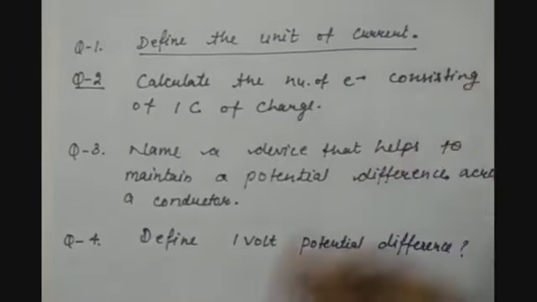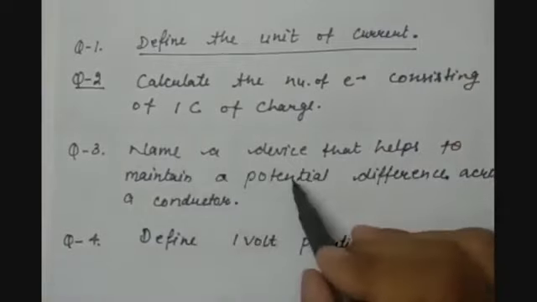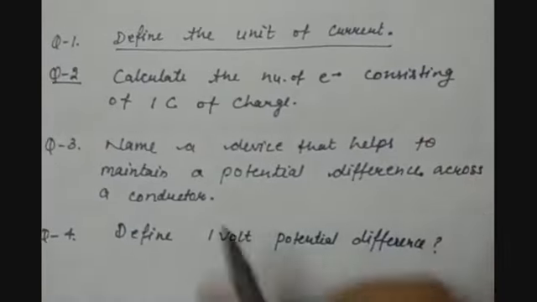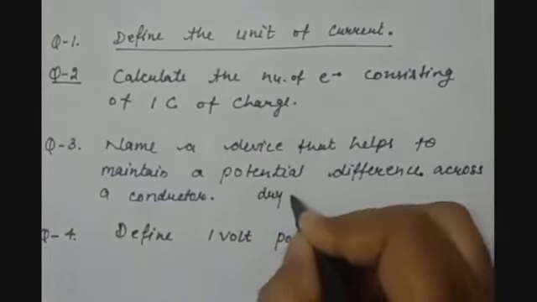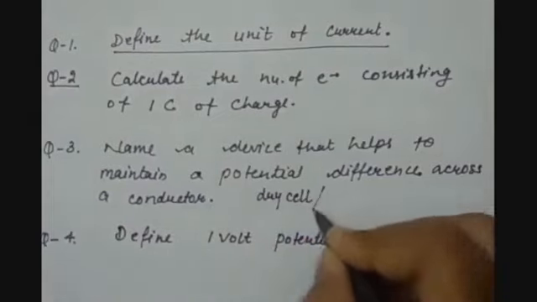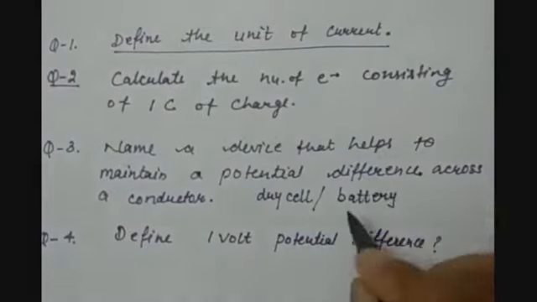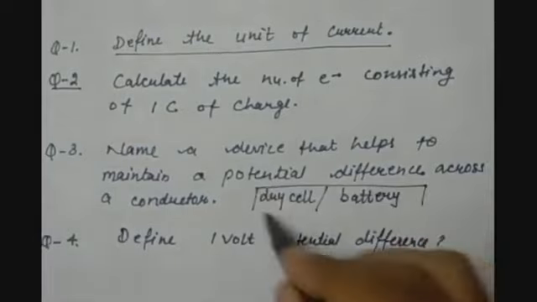Now let us see the third question. Name a device that helps to maintain a potential difference across the ends of the conductor. And that we know very well that this is a dry cell or a battery which is used to maintain the potential difference across the ends of the conductor. So this would be your answer.